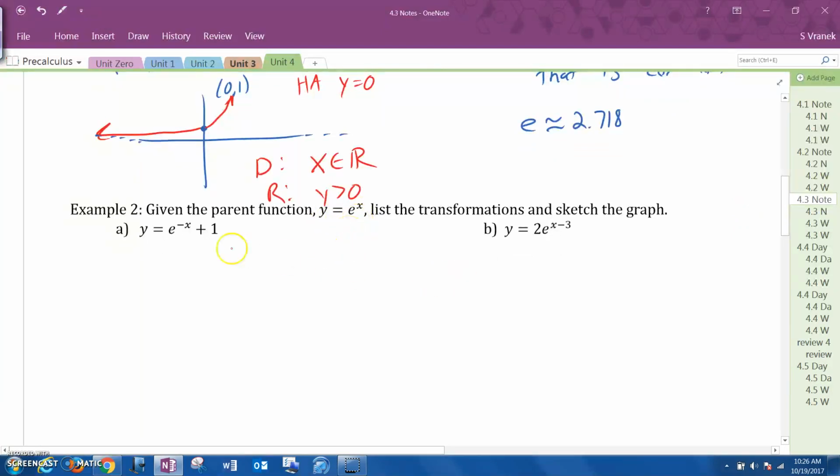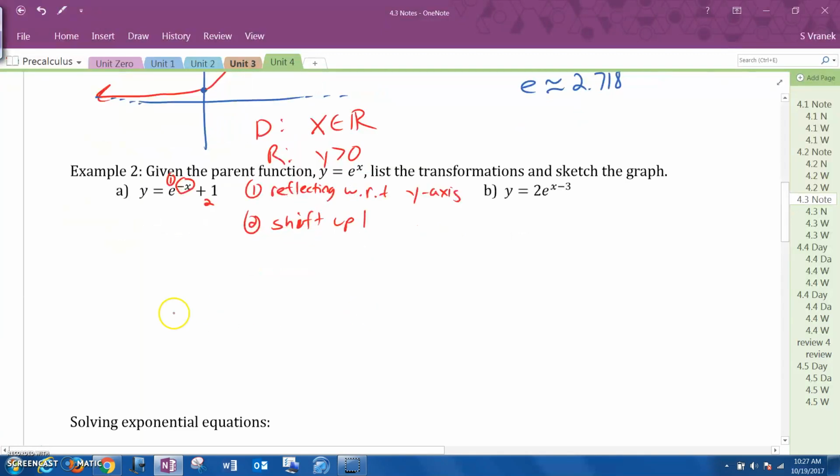So first let's list the transformations. The first one's happening up here with the x. So this is number 1, and then this is number 2. The first transformation is that we are reflecting with respect to, and this is up with the x, it's not in front of the whole thing. So this is actually the y-axis one. Now we haven't done one of those in a while. And then number 2 is then shift the graph up 1.